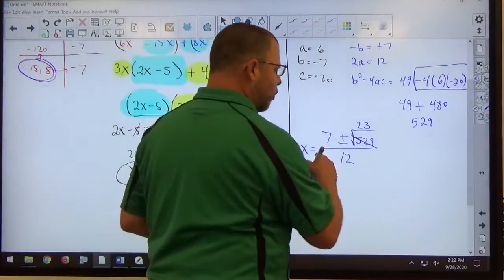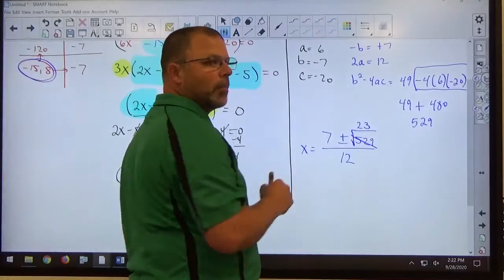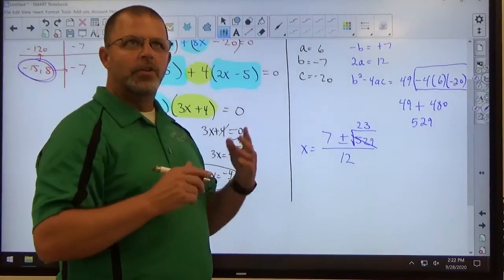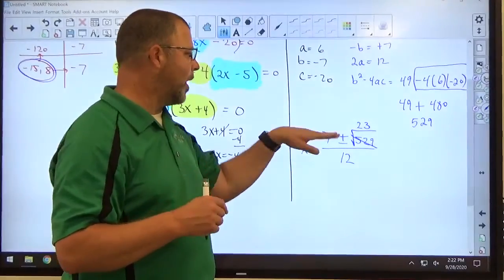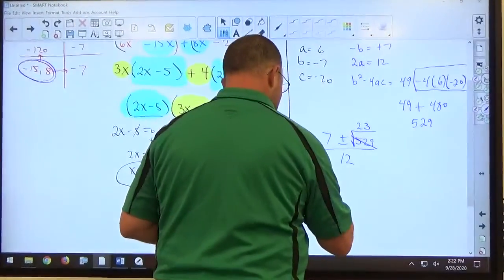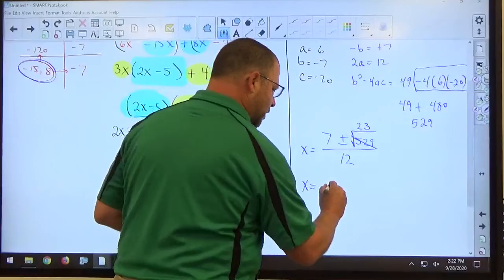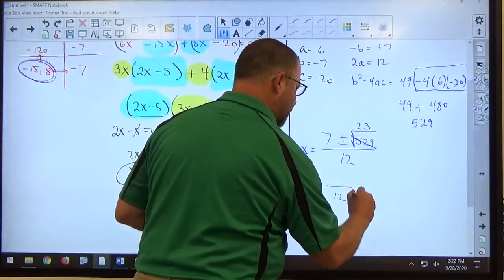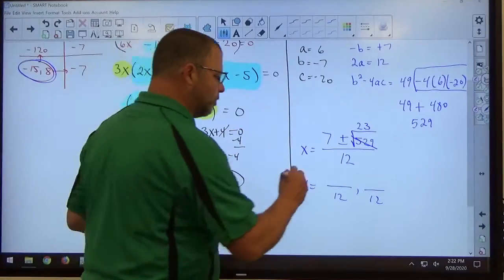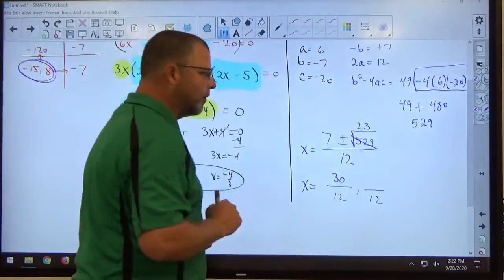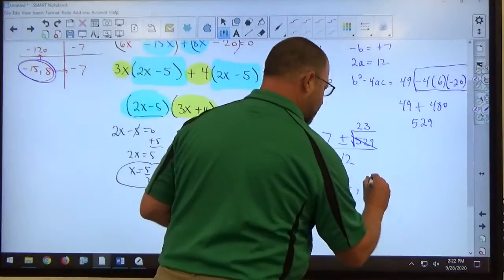All right. So when I can evaluate the square root to an exact number like 23, it's not like 2 times the square root of 31 like the last problem. It's actually 23. It's just a whole number. The radical's gone. Then what this plus minus means, that I'm going to get a sum over 12, I'm going to get a difference over 12. The sum is 7 plus 23, which is positive 30. The difference is 7 minus 23, which is negative 16.